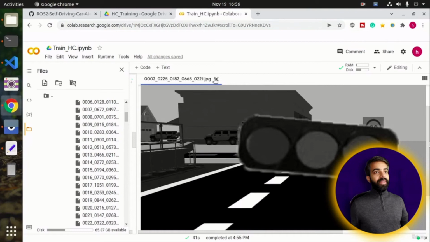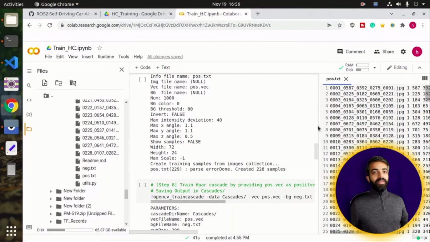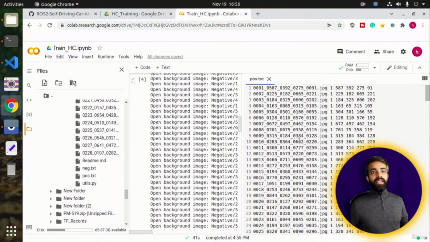Now, if I show you the positive.txt file, you will notice what I mean. Inside the positive.txt file, you will notice that, unlike the negative.txt file, which only contains the relative location of each image, it also contains the rectangular region of interest representing the object's location in the positive image. Once you have done that, we can proceed to the next step.